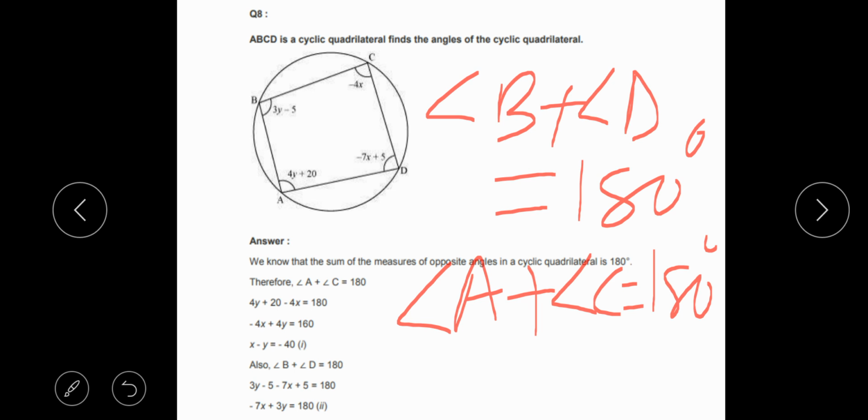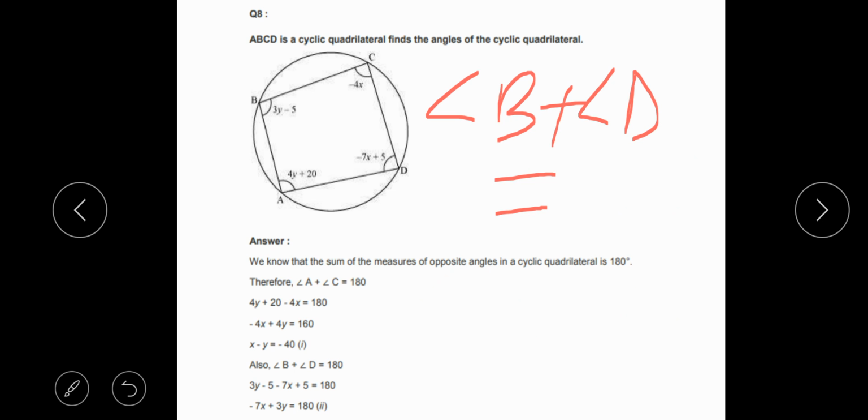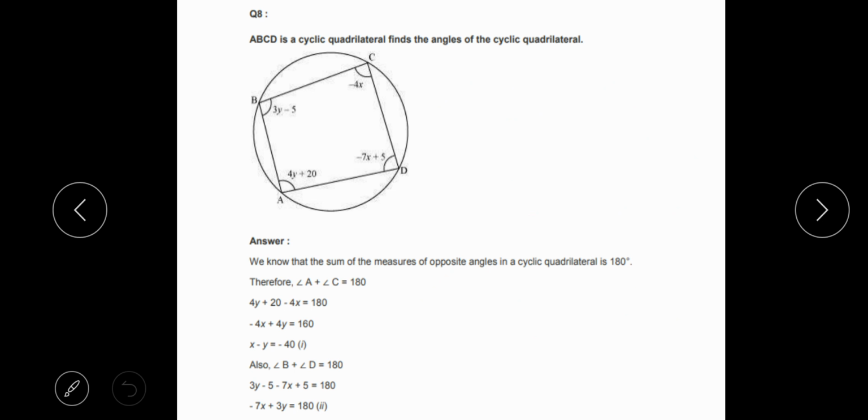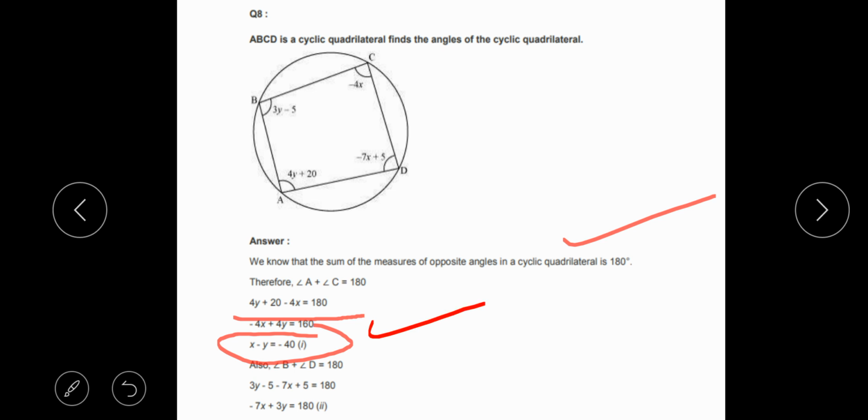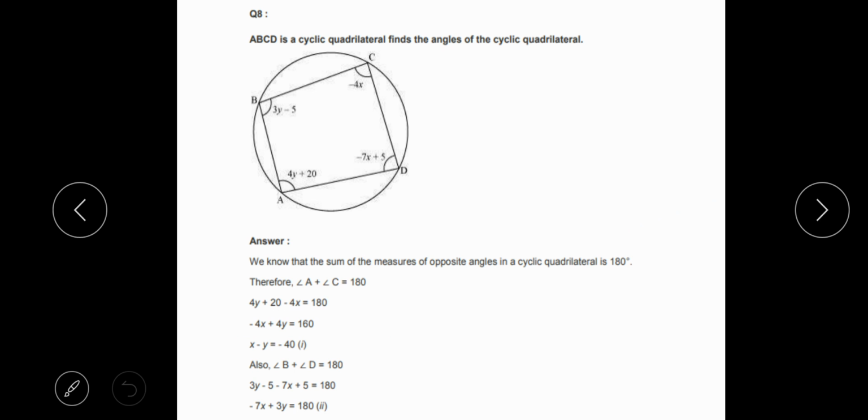So here, as we know the property of cyclic quadrilateral, the sum of the measure of the opposite angles in a cyclic quadrilateral is 180 degree. Therefore angle A plus C is equal to 180 degree. Now put the value of A and C. The value of A is 4y plus 20 and the value of C is minus 4x. Then it will become 4y plus 20 minus 4x is equal to 180. After solving this one, you will get the first equation, that is x minus y is equal to 40. Now use angle B plus D is equal to 180 degree, means 3y minus 5 plus minus 7x plus 5 is equal to 180 degree. After solving this one, you will get the second equation. This is your first equation and this is your second equation.